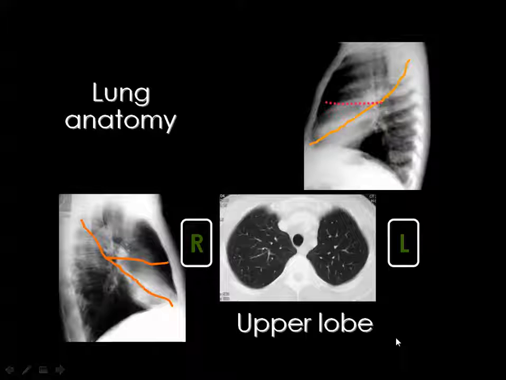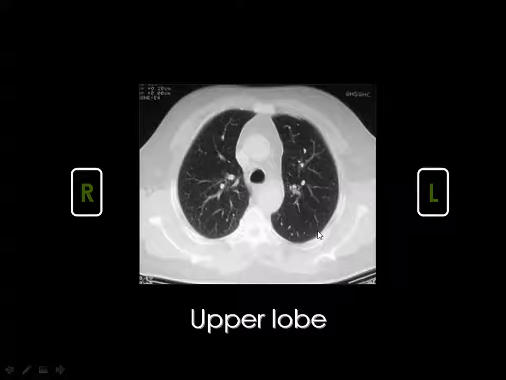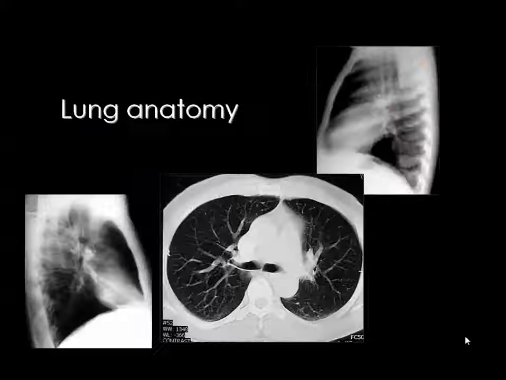Then our anatomic landmark is the trachea, and if you see the trachea, you are cutting in the upper lobe. This is the left upper lobe and this is the right upper lobe, and if anywhere you see the trachea, you are cutting in the upper lobe.